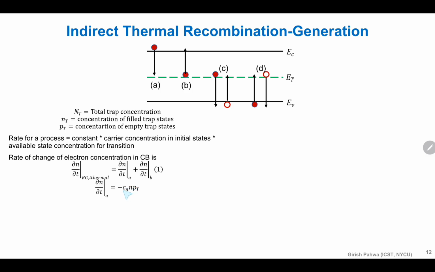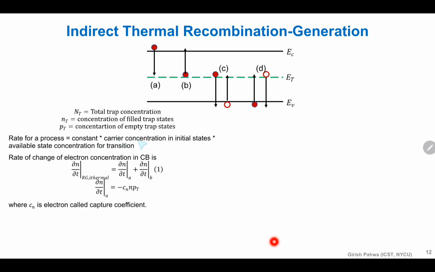And by the way, this Cn is called the capture coefficient. C stands for capture. So it is the capture coefficient for the process A, of the electron. N means for electron. It means the Cn will determine how effectively a trap can capture an electron. So that's the capture coefficient. Of course, it will depend upon the type of trap you have, its Coulombic potential and everything. Okay, so what about the process B? Now process B is increasing the electron concentration, of course, but what will it depend on?